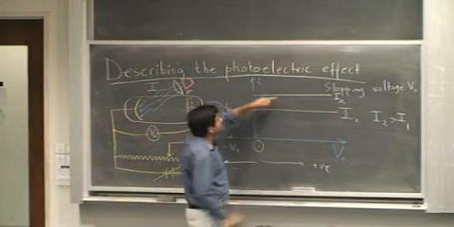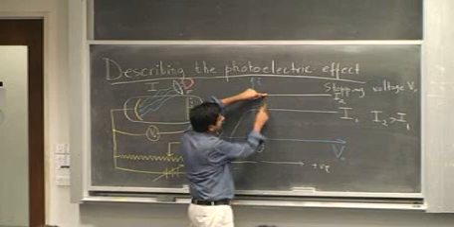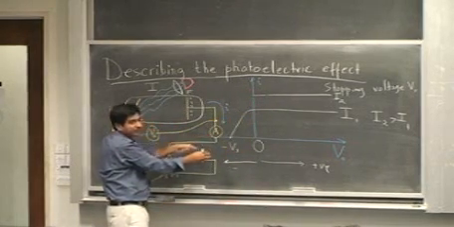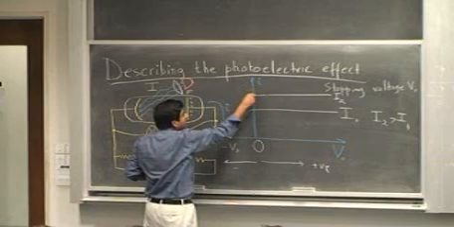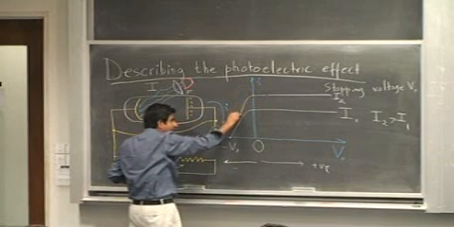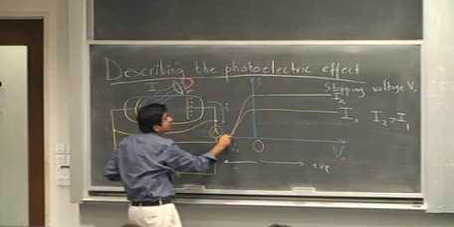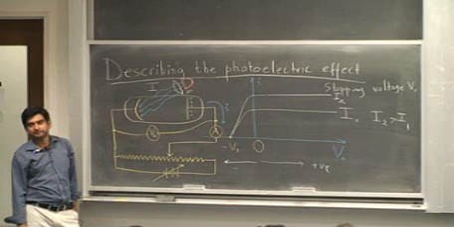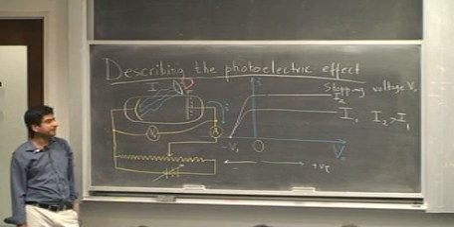So the higher the intensity, the higher the current. So here the current is higher with respect to this. And when the voltage goes negative, this current starts decreasing again. And it meets the previous curve at the same value of the stopping voltage. Now this is something very strange.